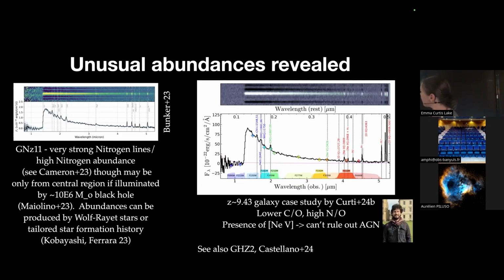There are many other objects indicating something similar. This object here, you're just seeing them. Here's C4, here's C3. This one doesn't have a super high carbon over oxygen, but has high nitrogen over oxygen. We can't rule out the presence of an AGN because there are some very high ionization lines.